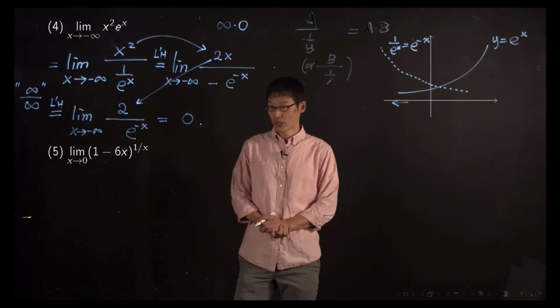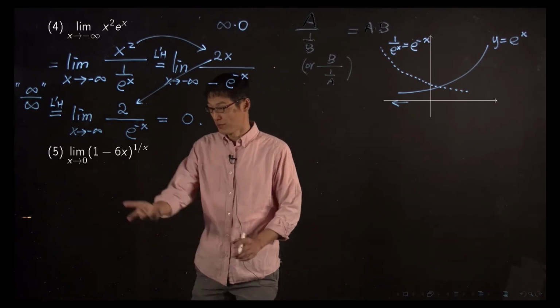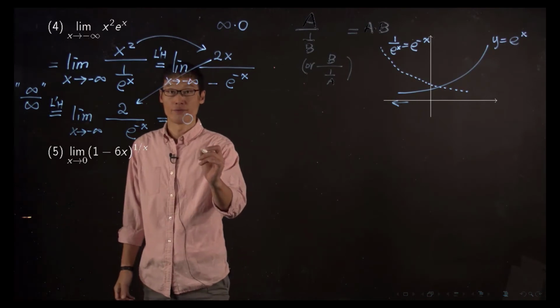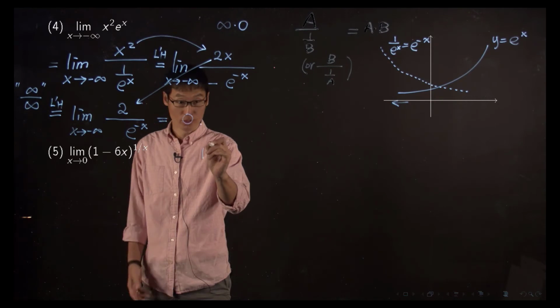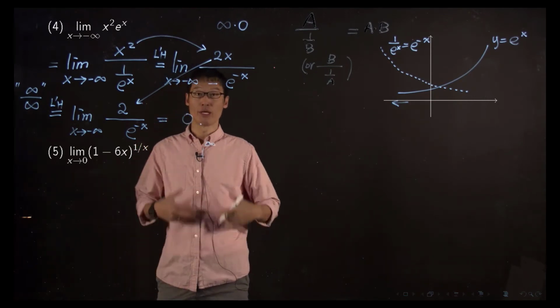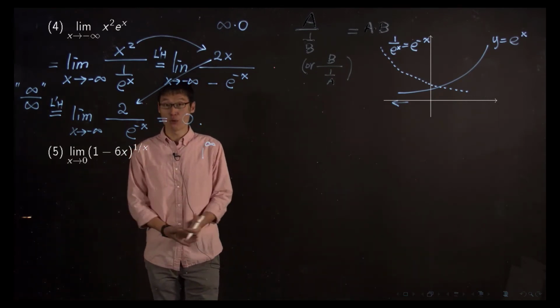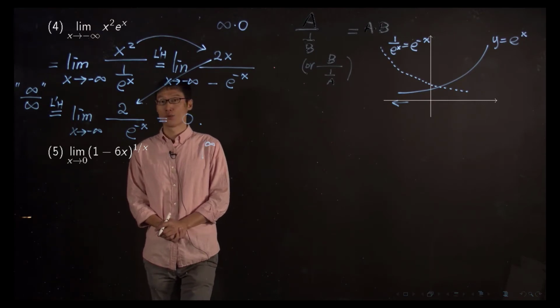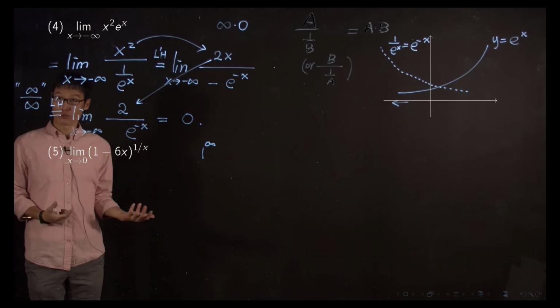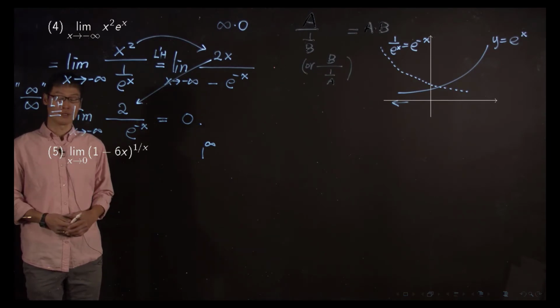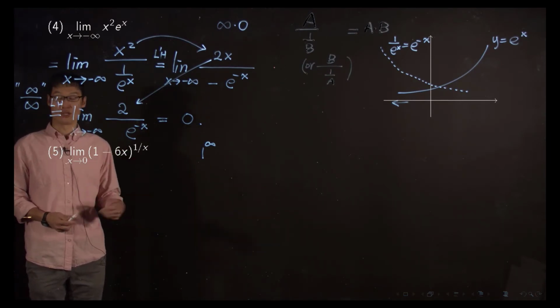Number 5 is also interesting. If you plug in 0, basically we have 1 minus 0 to the 1 over 0, or infinity. So we have a kind of indeterminate power form. So for this limit, we need to use L'Hopital's rule as well as logarithmic differentiation.